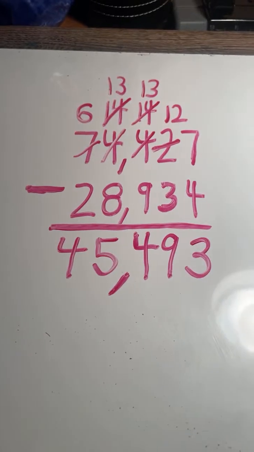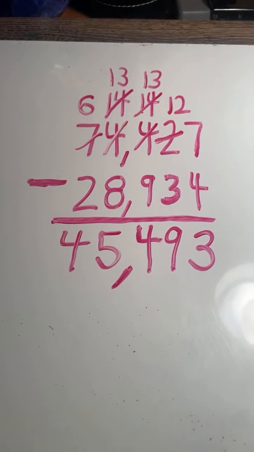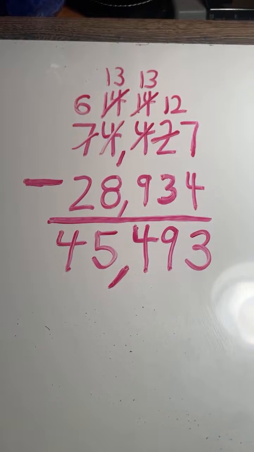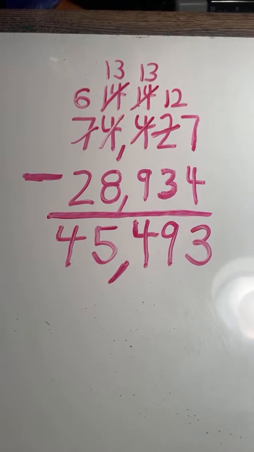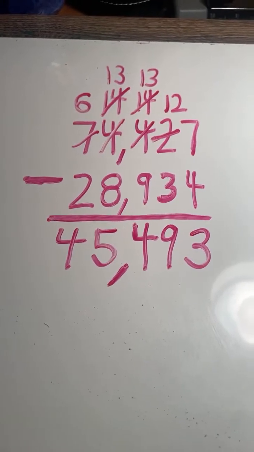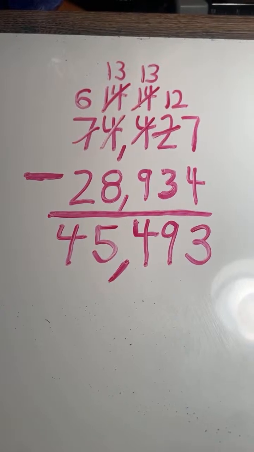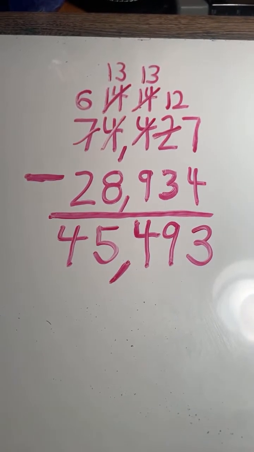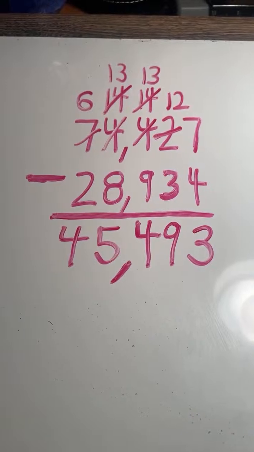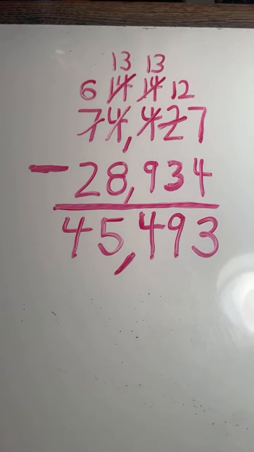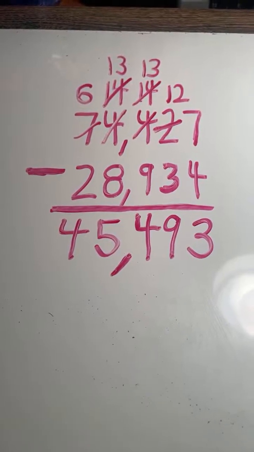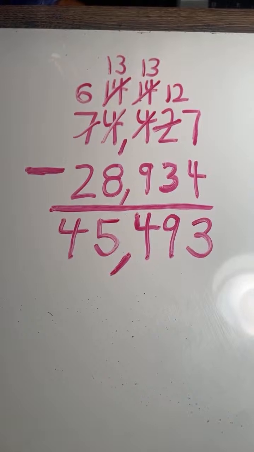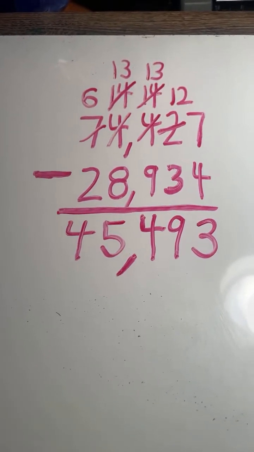And we have our final answer. 74,427 minus 28,934 equals 45,493. Again, our final answer is 45,493. All right, moving on to example number 4.